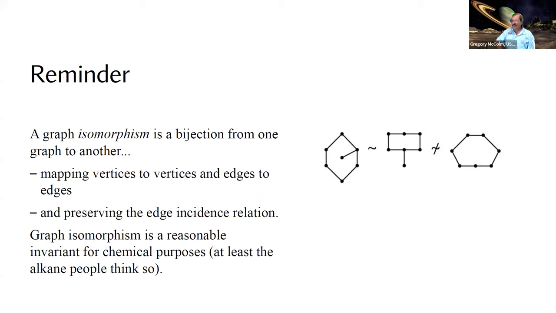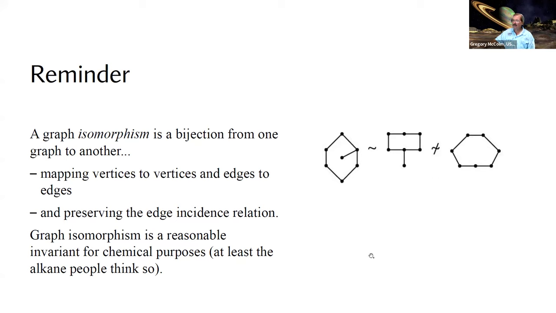Okay, one thing about graphs that we should remind ourselves about is graph isomorphism. So a graph isomorphism is a bijection from a graph to a graph that gives a one-to-one correspondence between vertices and between edges and preserves the incidence relation. So for instance, these two are isomorphic because there's a one-to-one correspondence between the vertices and between the edges, but that is not true for this one.